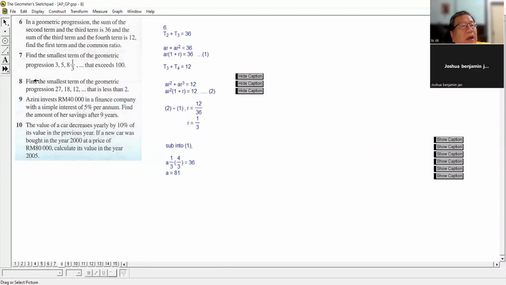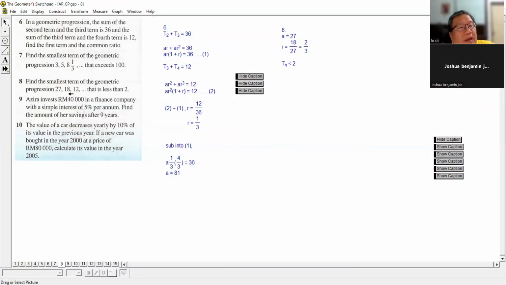You read question number 8. Find the smallest term of the geometric progression 27, 18, 12 that is less than 2. First of all, you write down what is given there. A is 27. Then what is the R here? 18 divided by 27 is 2 over 3. By looking at the geometric sequence, you can identify the values of A and R.